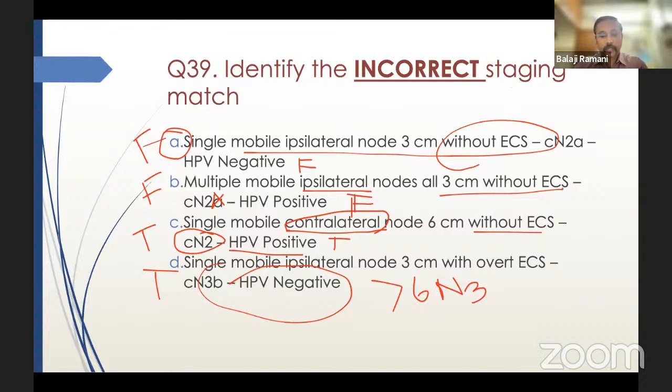So then you have your N2. In this, N2C is going to be your contralateral or your bilateral. N2B is what? It is going to be multiple. Whenever you hear multiple, and obviously it has to be ipsilateral, because if it goes to contralateral nodes, then it will become an N2C. So multiple ipsilateral. Again, one more thing should be there. It should be less than or equal to 6 centimeters. Now do you understand? Everybody is clear?